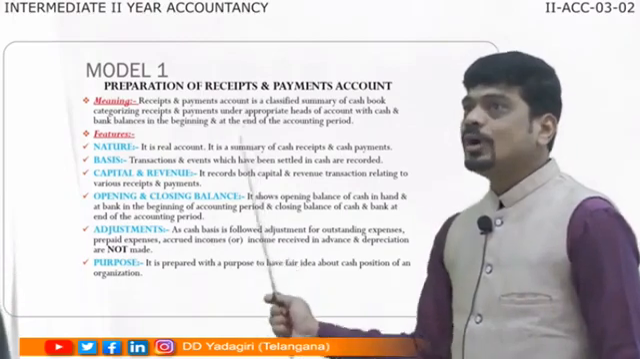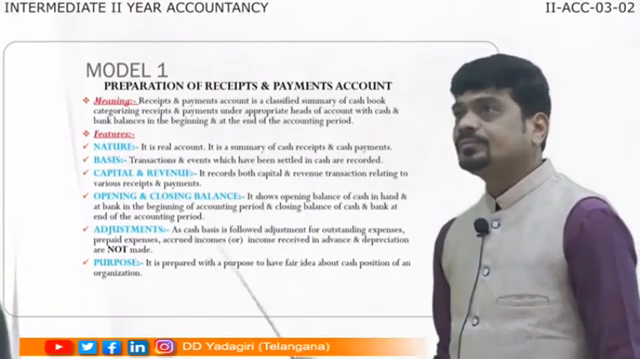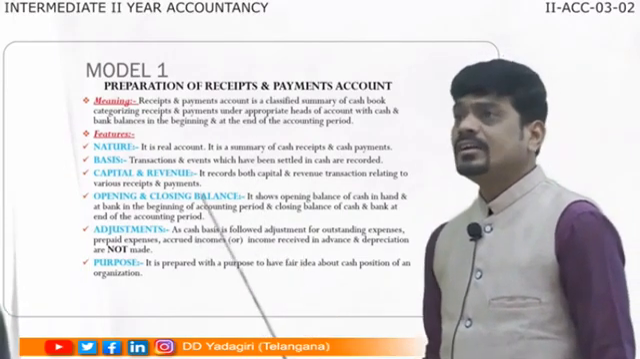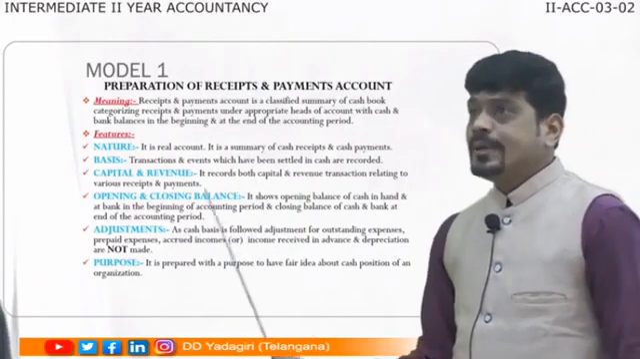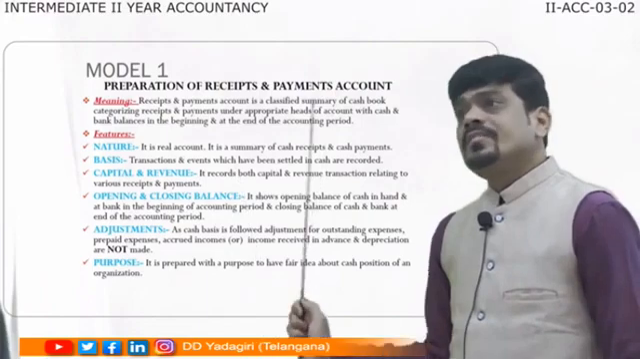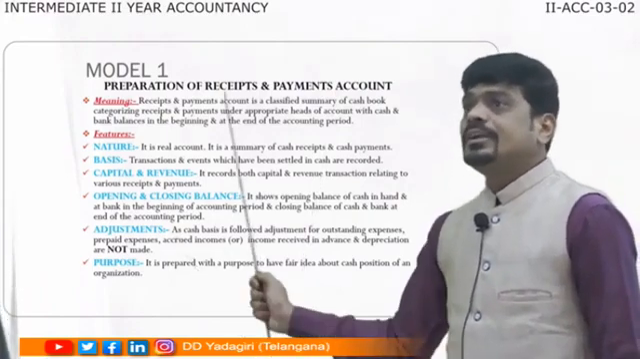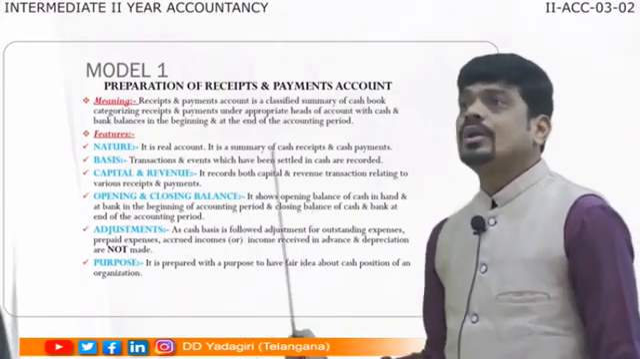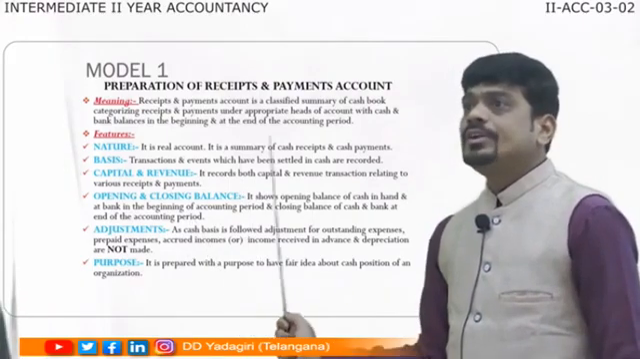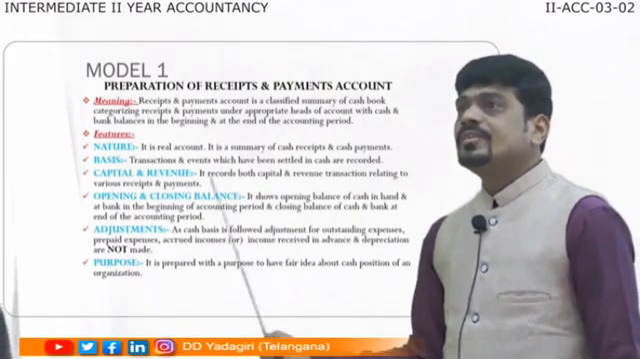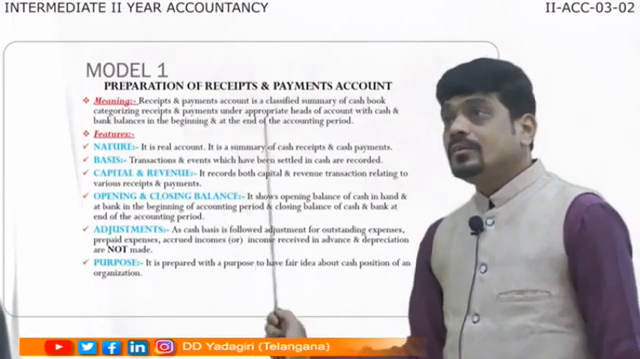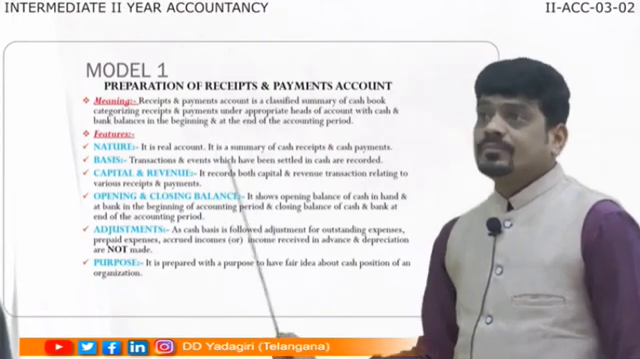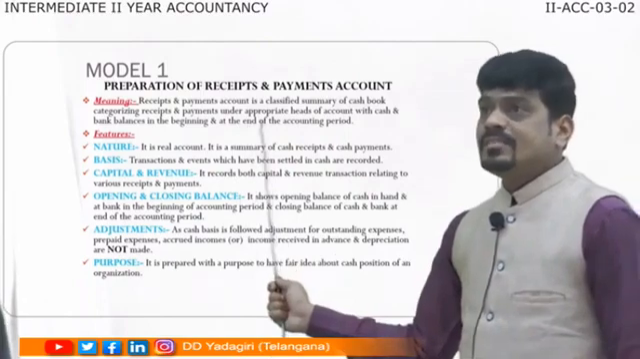So the first model which we can expect generally this year, specifically I'm talking about this year, we can expect it for 5 marks. There are chances, whether chance is there or not, but it is important to know the subject called receipts and payments account. When you go to degree, this is the first topic which will be there for you again in the second semester.